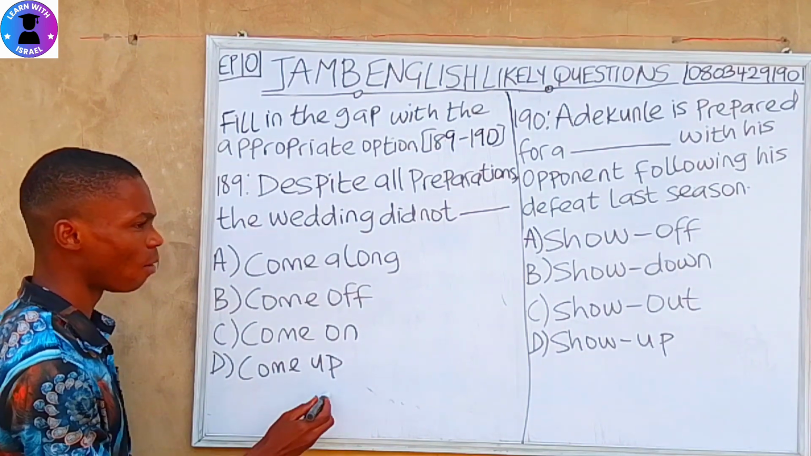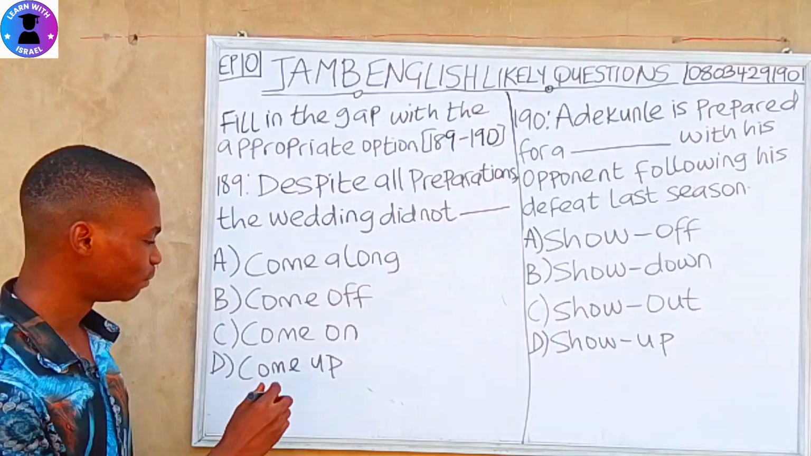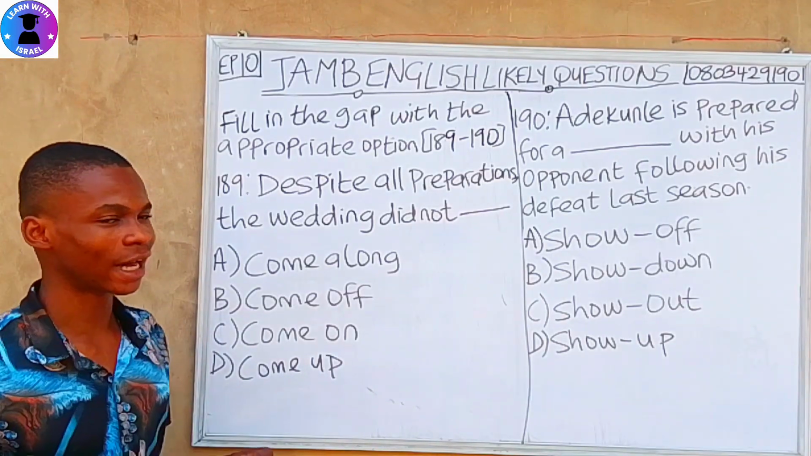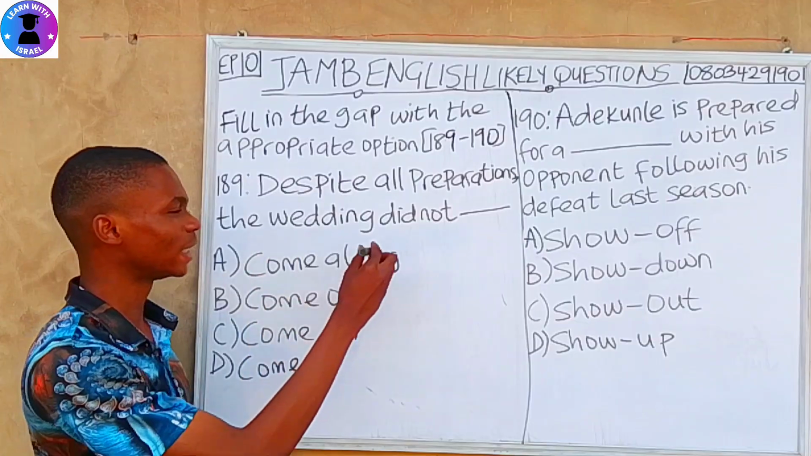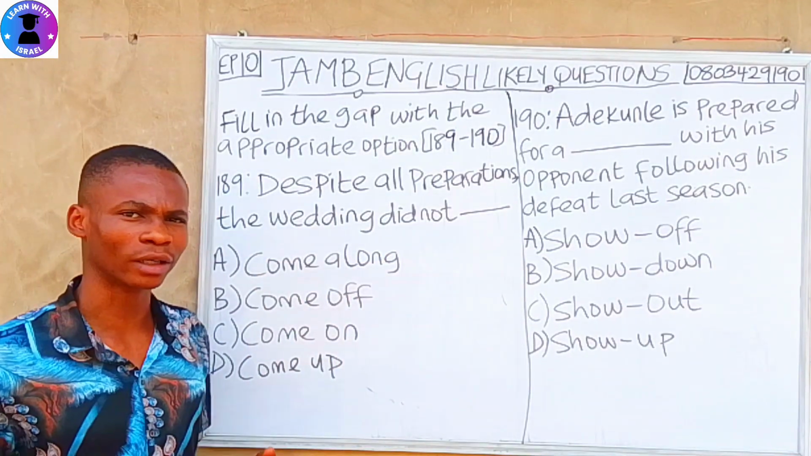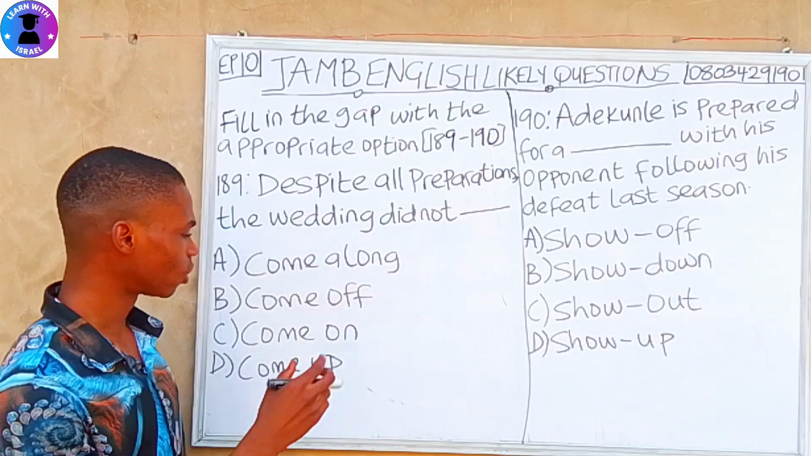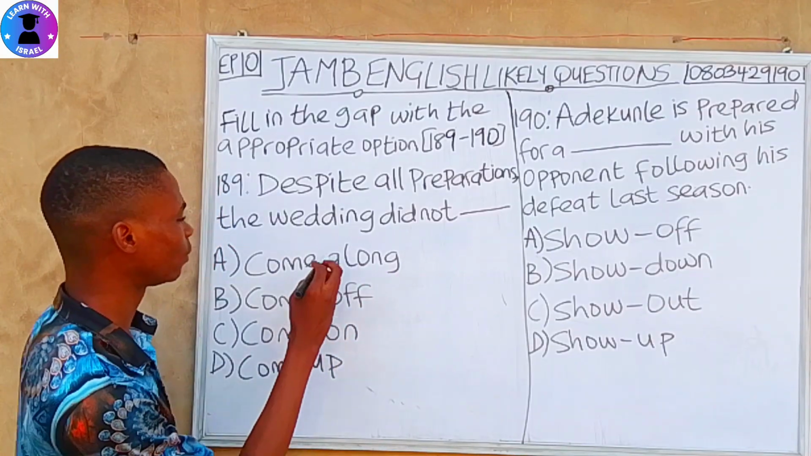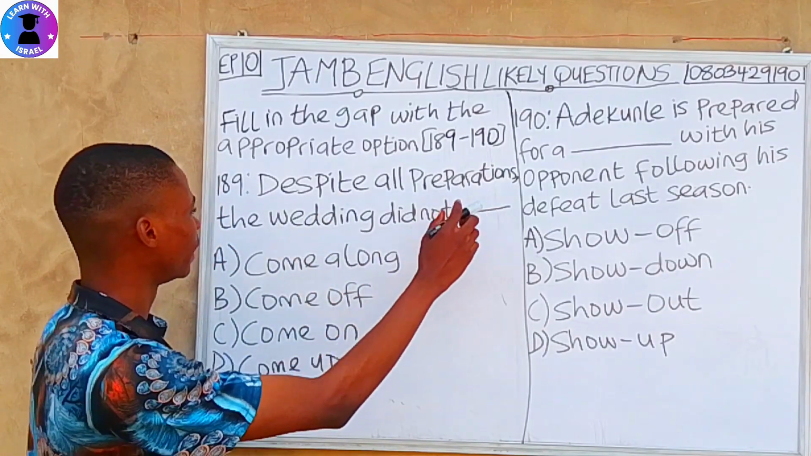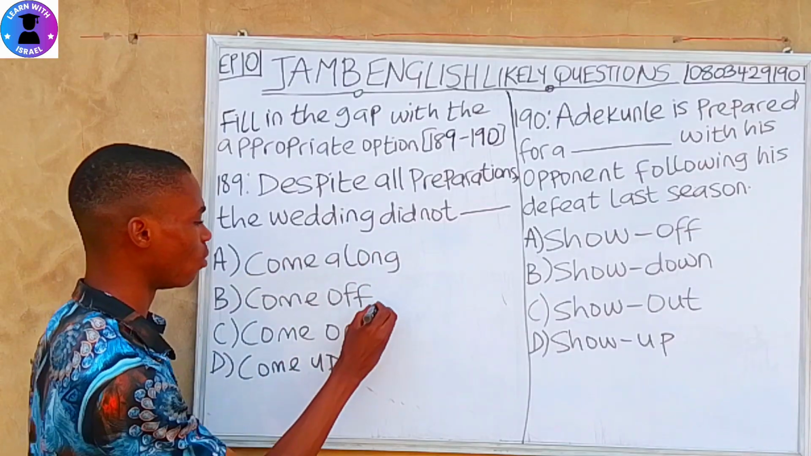Avoid picking come up, because I noticed people use come up for action that didn't happen. Despite all preparation, the wedding did not come up is wrong. Come along and come on are also wrong. The right one is come off. Despite all preparation, the wedding did not come off.